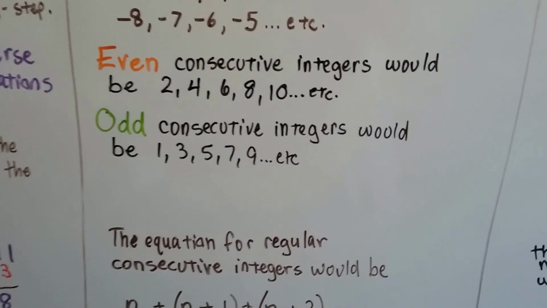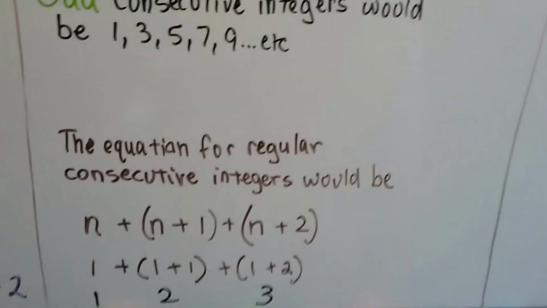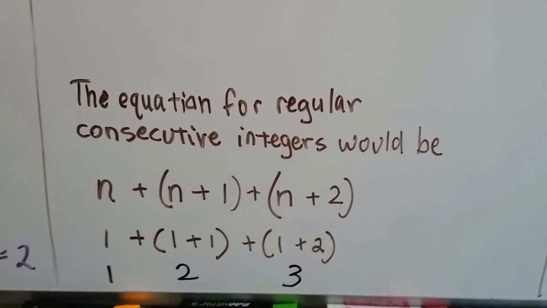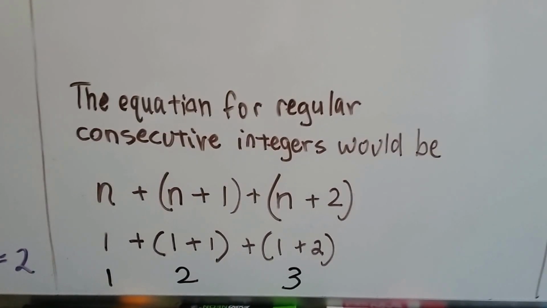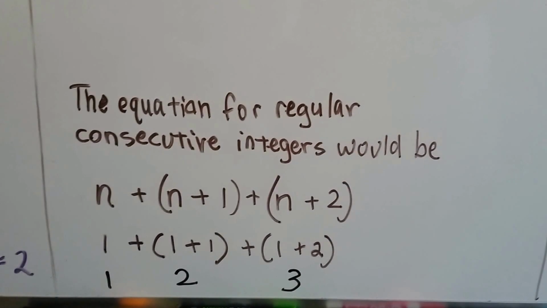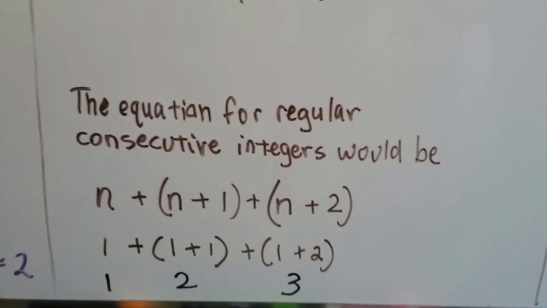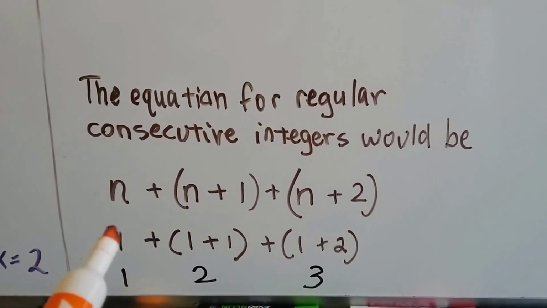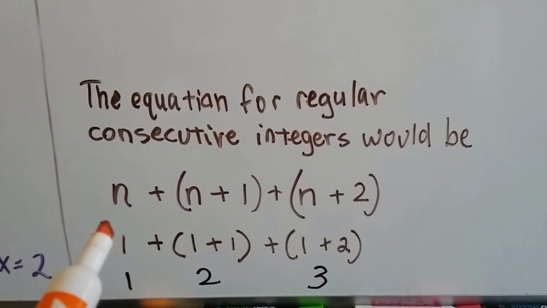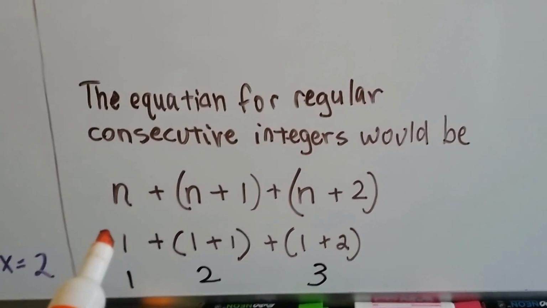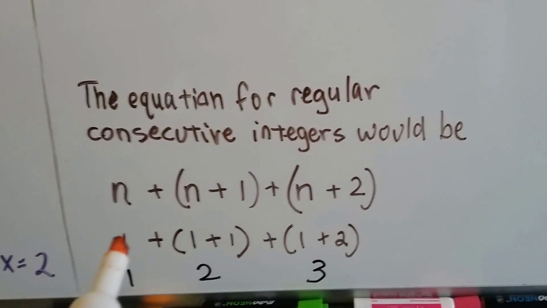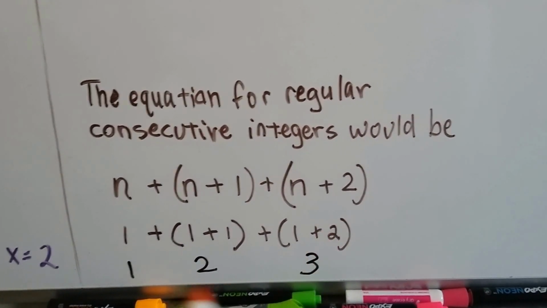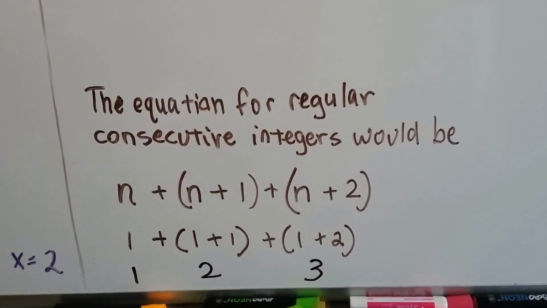Well, before we get into the even and odd, let me show you just consecutive integers. If we needed an equation to just find regular old consecutive integers, it would be the original number plus that number plus a 1 plus that number plus a 2. So if the original number is a 1 and we want the next consecutive integer, we're going to add 1 to this one because that would be the next number, 2. And to get the consecutive integer after this one, we would take this original number and add 2 to it. That would give us a 3. Then we'd have 1, 2, 3.